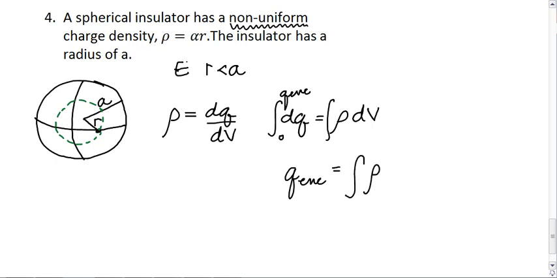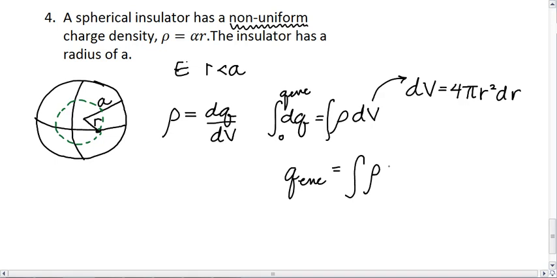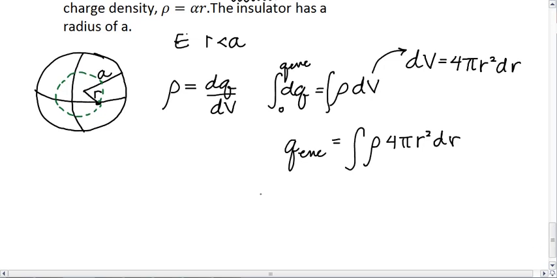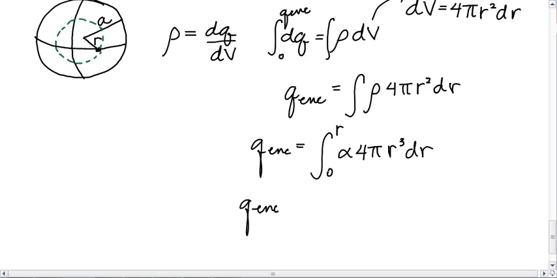And the integral of rho dv, remember we can build a sphere by adding a bunch of shells together. So dv could be 4 pi r squared, the surface area of a sphere, dr, the thickness of the shell. So 4 pi r squared dr. Now we have a function for rho. So q enclosed is equal to the integral from 0 to r, our place that we're integrating. Rho is alpha r, so it will be alpha 4 pi r cubed dr. And that would give us q enclosed is equal to alpha 4 pi r to the 4th over 4, which reduces to alpha pi r to the 4th.